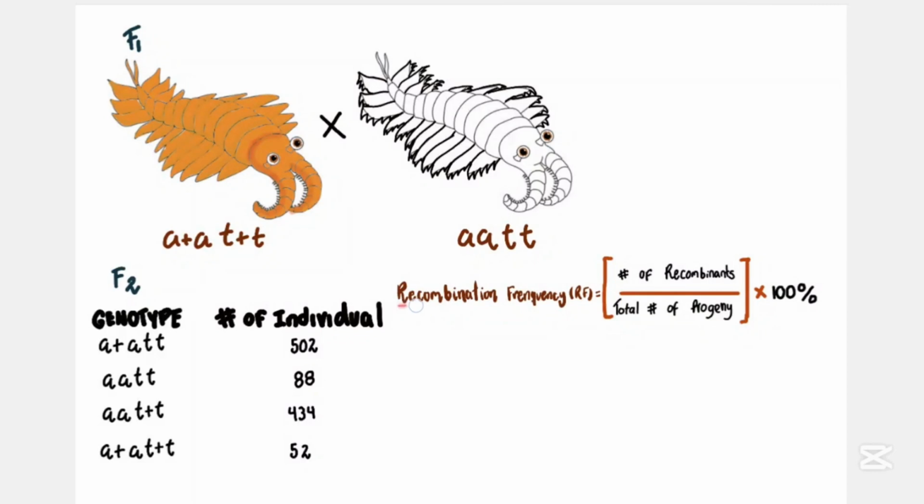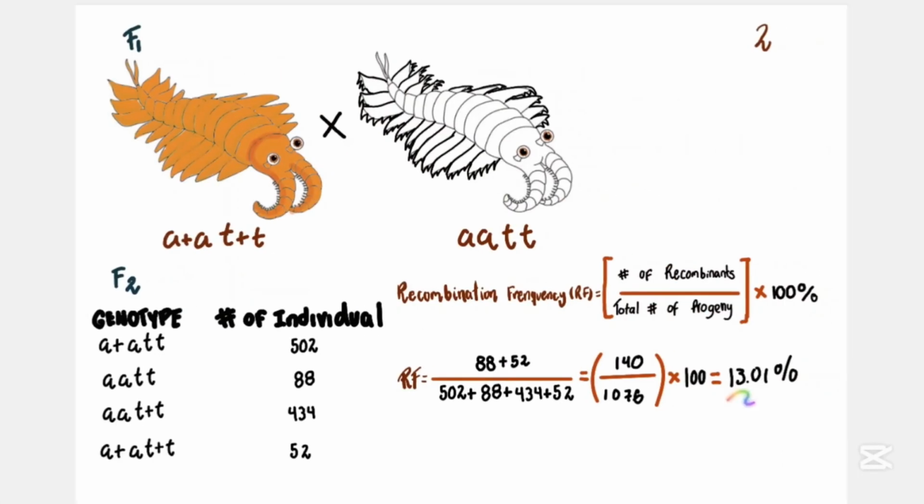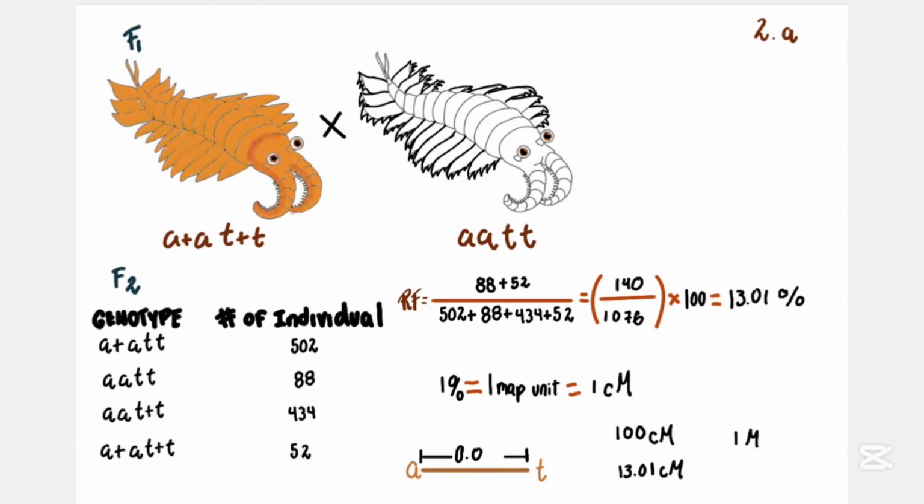For the next question, recombination frequency measures the percentage of progeny with a genotype different from their parents. It is calculated by dividing the recombinant individuals' number over the total amount of progeny, and then multiplying this number by 100 to get your percentage. This is how we got 13.01% of recombinants in the Anomalocaris F2 generation.